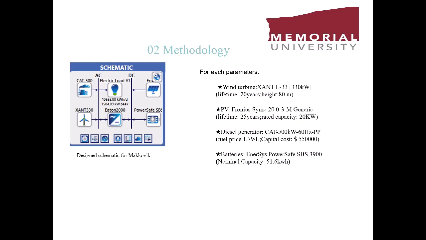So this is our methodology. You can see the design schematic for Makkovik. For the parameters, we choose different types of wind turbine, PV, diesel generator, and batteries. For the wind turbine, we choose this 330 kilowatt, huge wind turbine with a lifetime of 20 years and a height of 80 meters.